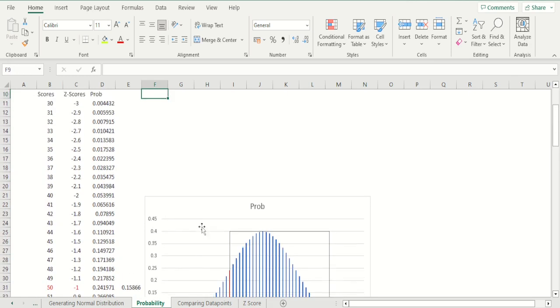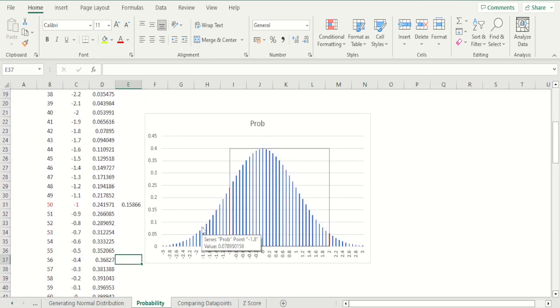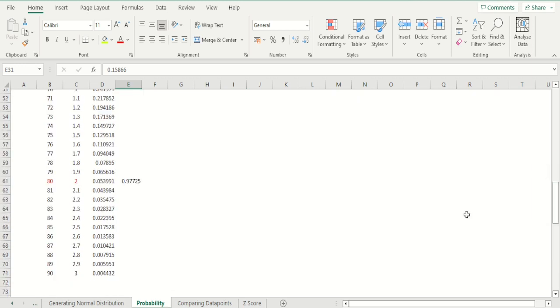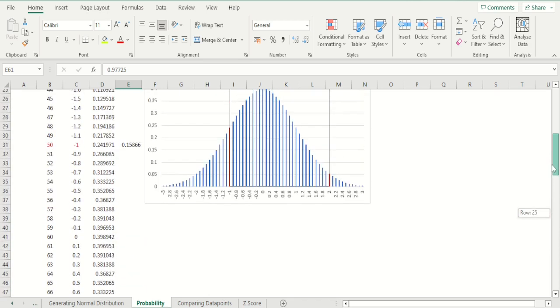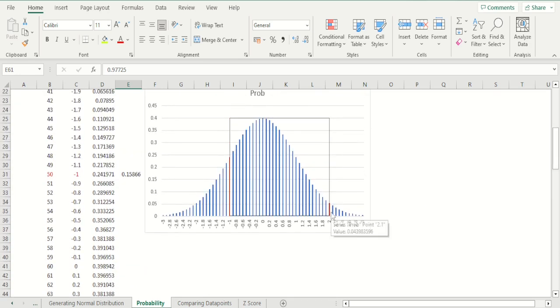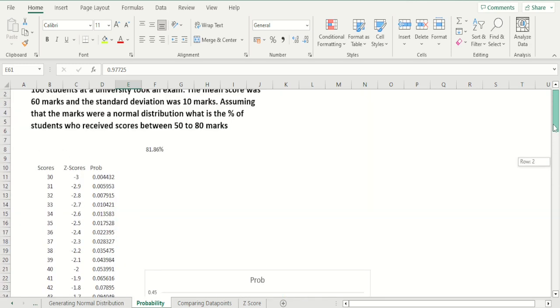So we subtracted the percentage for -1 standard deviation, which is 0.15866, which is going to be this brown colored line right here at the left hand edge, and the percentage for +2 standard deviation, which is 0.97725, which would again be nothing but the right hand edge. And this entire area that you see of the curve right here represents 81.86% of the data set.